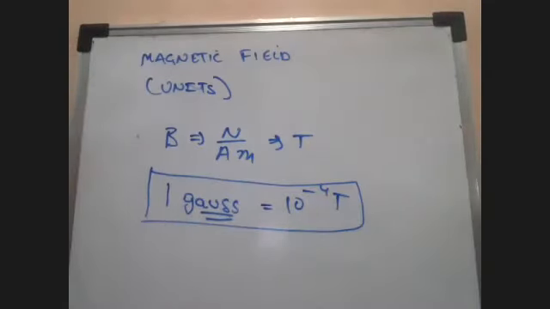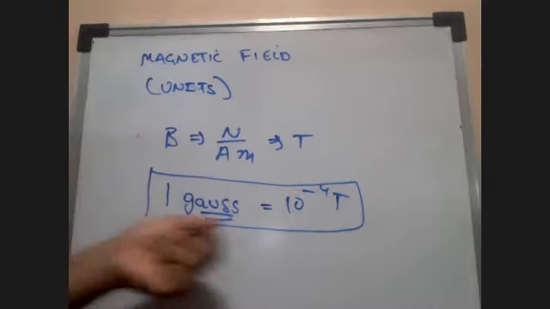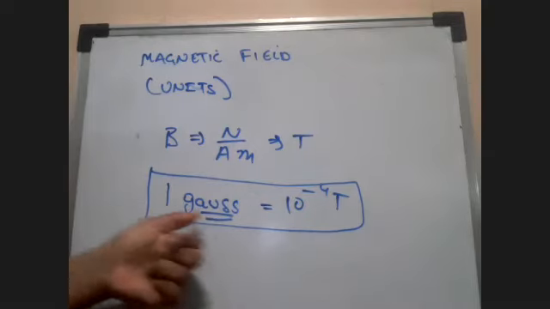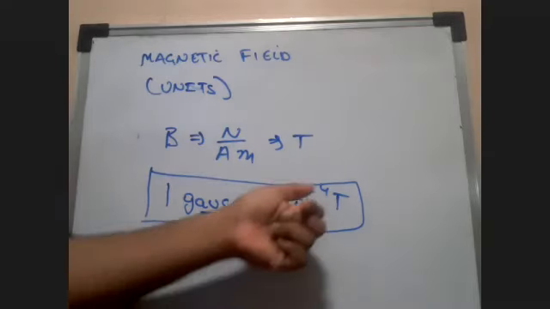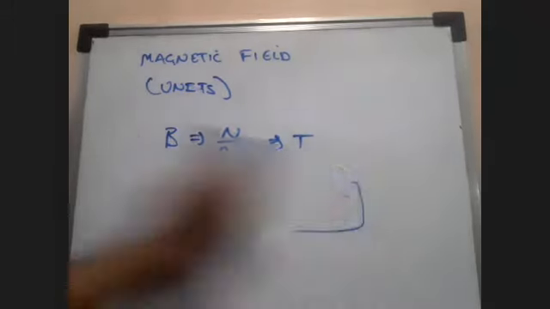You can write it down. Sometimes in your question, you are given the magnetic field in terms of Gauss. At that time you should not get confused. Gauss is a unit of magnetic field, and 1 Gauss is basically 10 raised to minus 4 Tesla. So if all these basic things have been understood, finally we can come to some questions. Let's understand some.